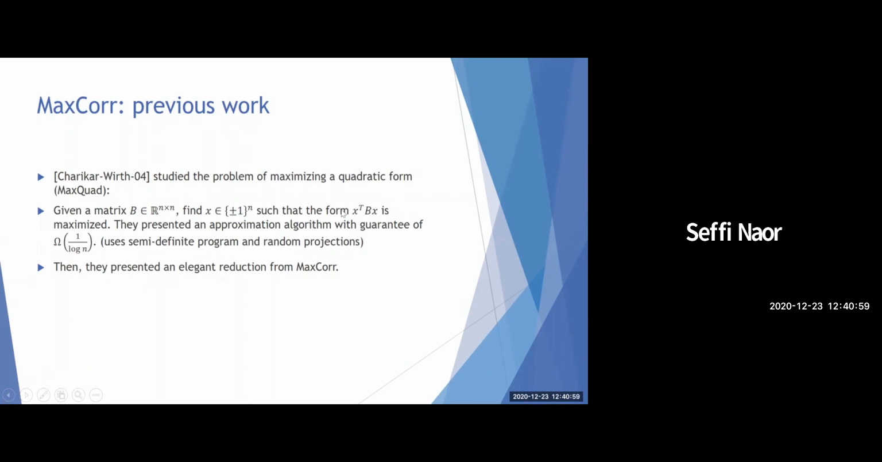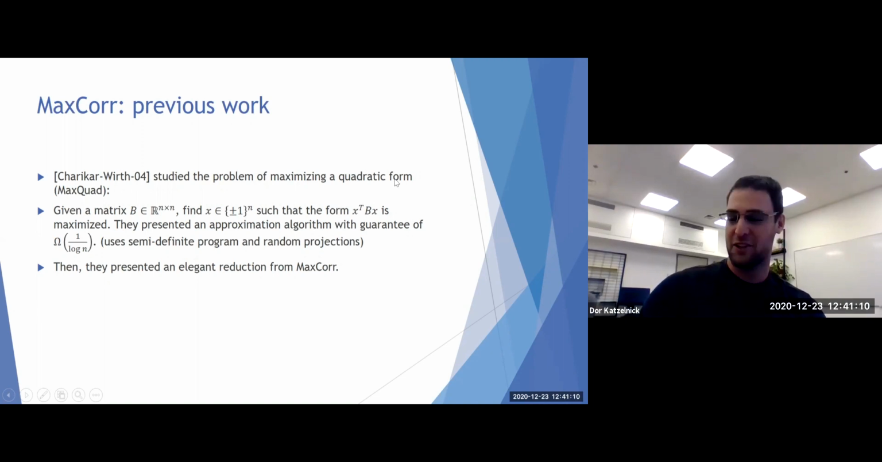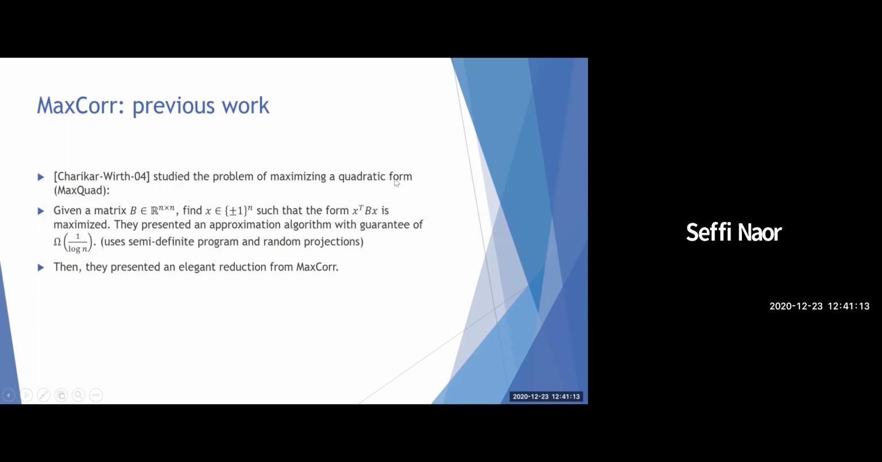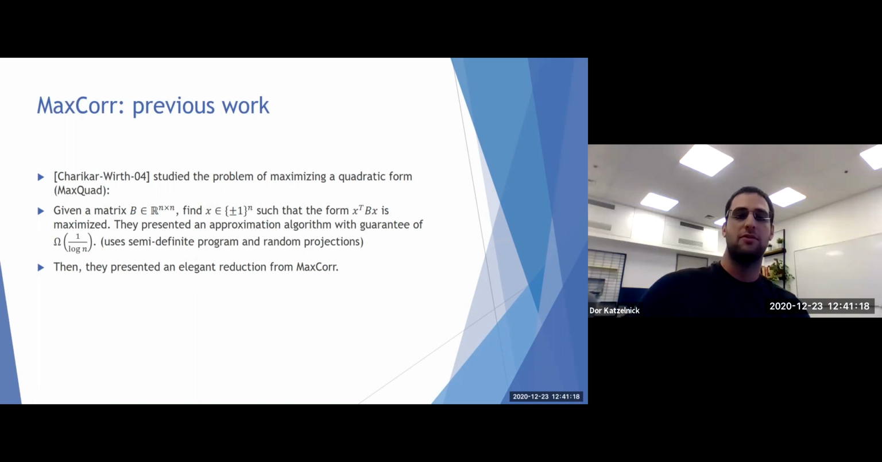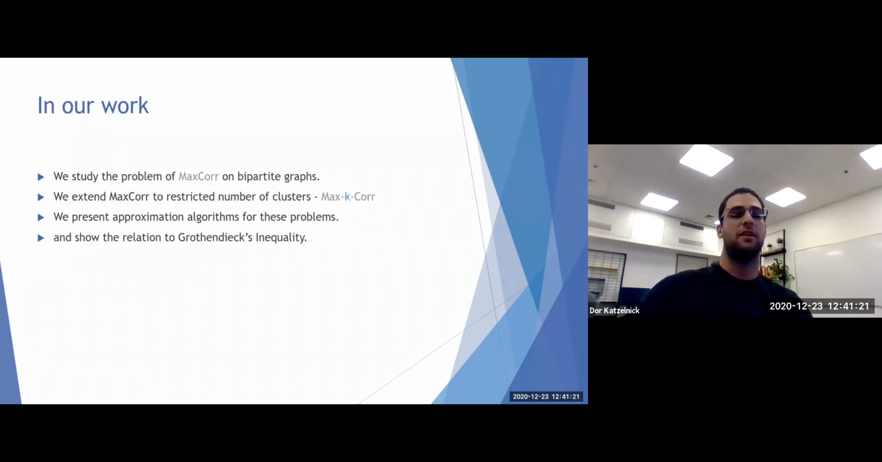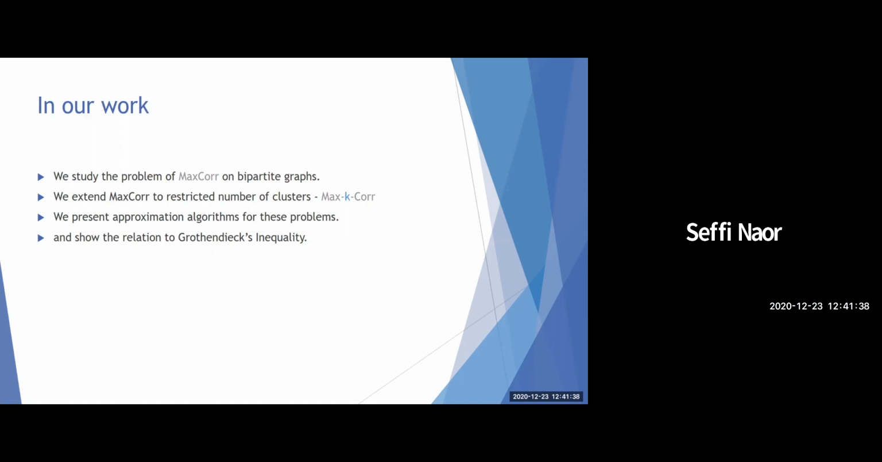Can I interrupt for a second? Yeah, sure. Can you repeat for those who were in the other room first? What is the max core objective function? Okay, so the max core objective function wants to maximize the correlation, and the correlation is basically the difference between the number of agreements in a clustering and the number of disagreements. So you gain for every agreement and you pay for every disagreement.